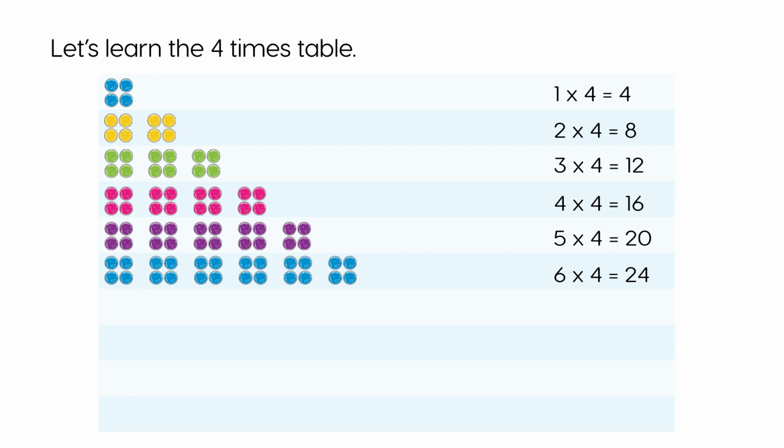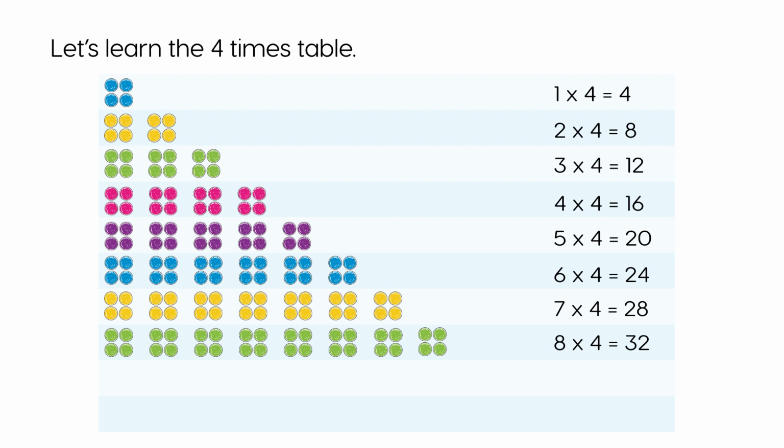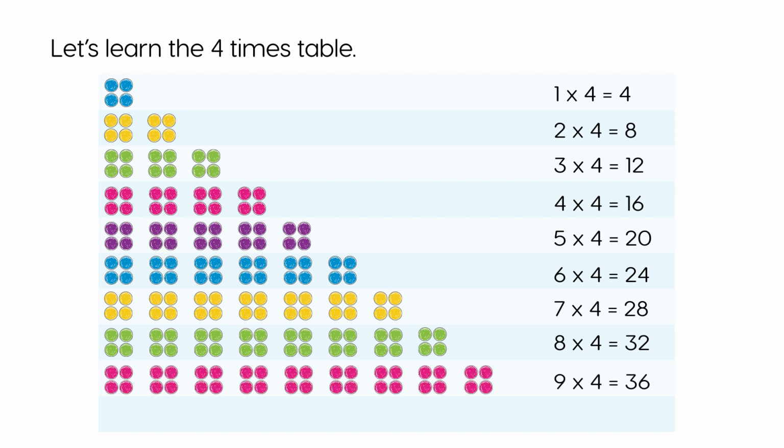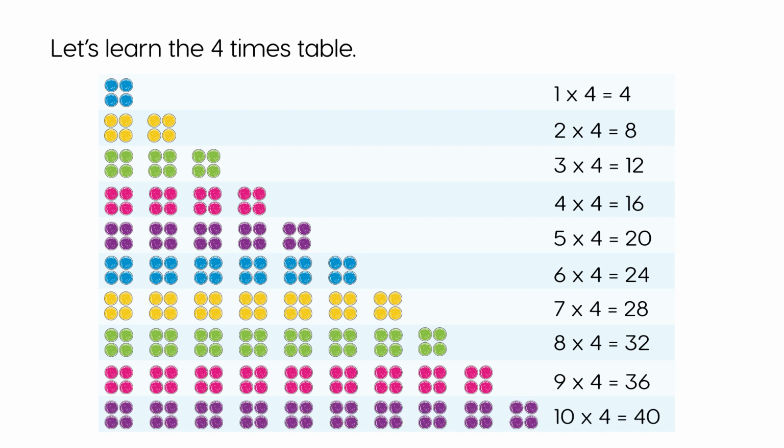6 times 4 is 24. 7 times 4 is 28. 8 times 4 is 32. 9 times 4 is 36. 10 times 4 is 40.